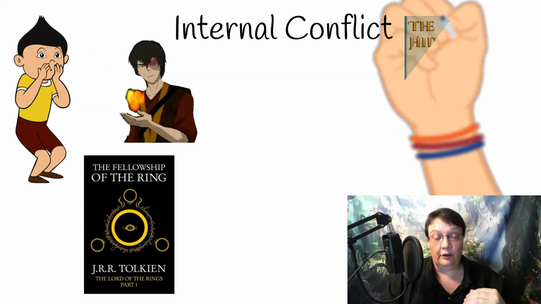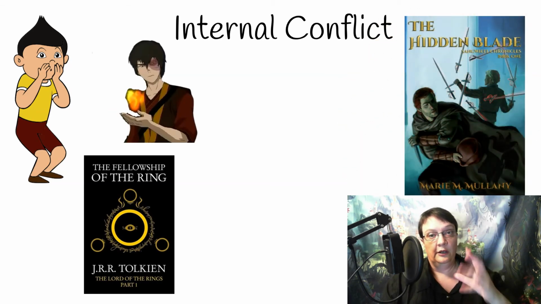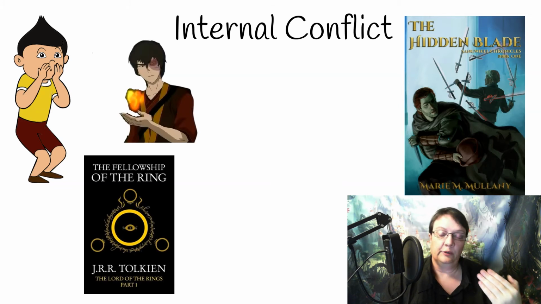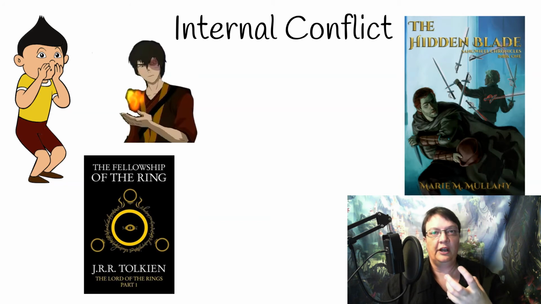I use internal conflict in The Hidden Blade. The primary conflict is with Louis, the main character, who is an assassin and who is very familiar with killing people, being commanded to kill an entire family, including a child. And to him, this conflict is a driving moment of crisis.